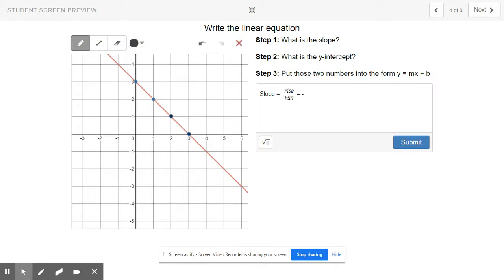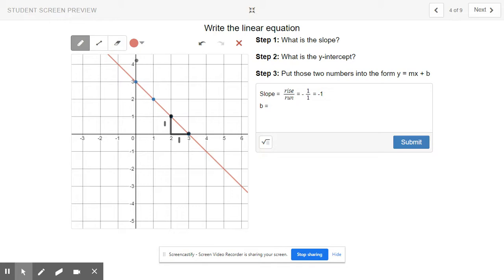Here are 2 points. Remember, you can use any 2 points. I like to use 2 points that are close together. That way I don't have to simplify my fraction. Okay, so my rise is 1, my run is 1. So my final answer here for slope is 1 divided by 1, which is also just equal to 1. So slope is -1.